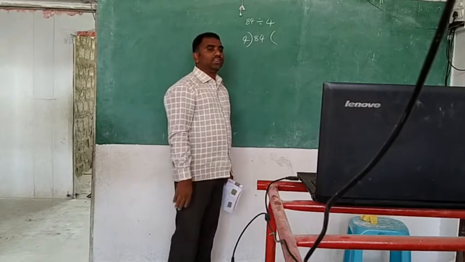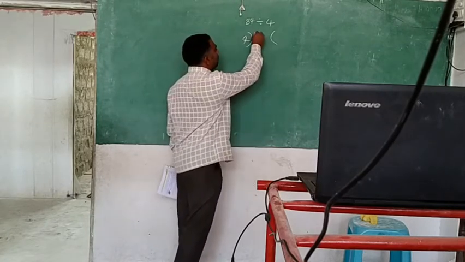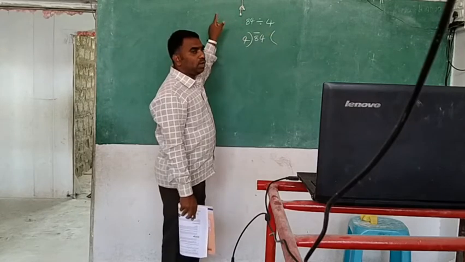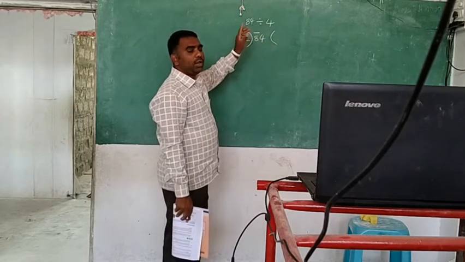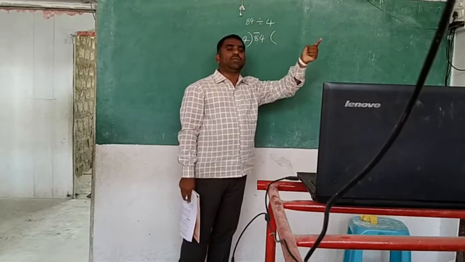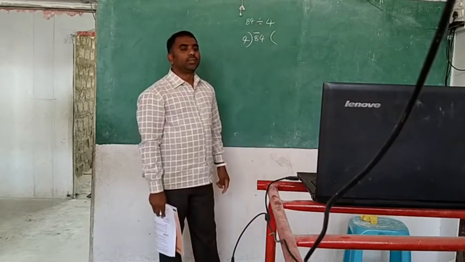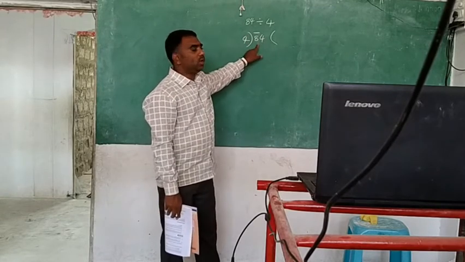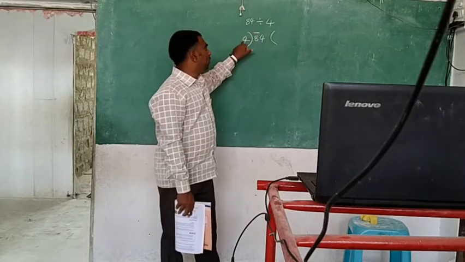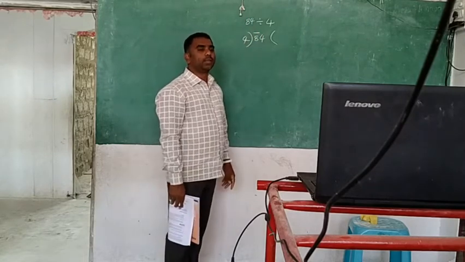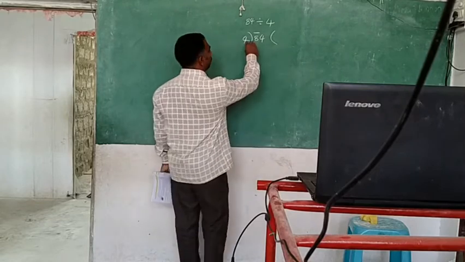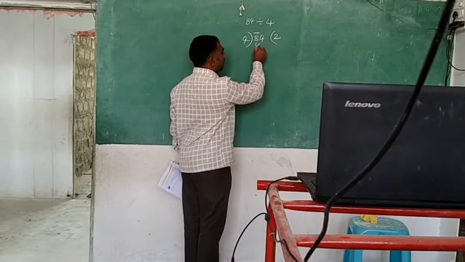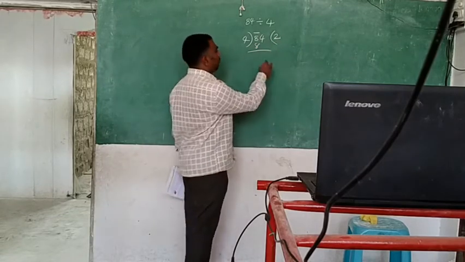So how do you divide? First of all, you will take only one number, not the full number. You will consider only one number, that is 8. Now we will read the 4 table. In the 4 table, when will 8 come? Very good. 4 2s are 8. So we will write here 4 2s are 8. Then you will do the subtraction.